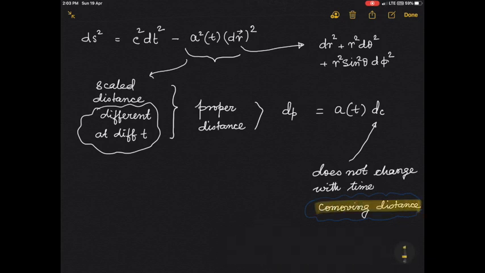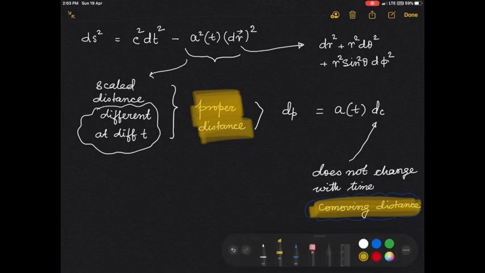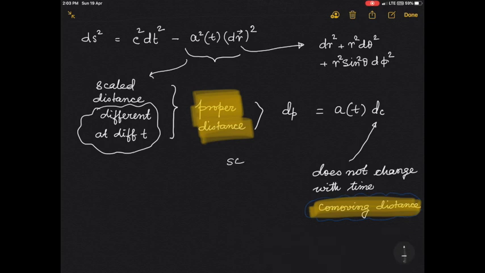So let me highlight these out. This is not a very good color for highlighting. Let me highlight this. It's the co-moving distance, and this is the proper distance. And in between these two lies the scale factor.